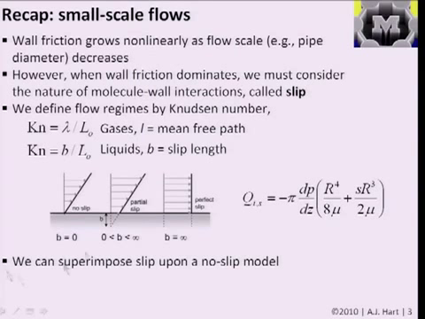And I'm sure you remember we have the parameter called the Knudsen number, which is the ratio of the mean free path, or the slip length, divided by the characteristic length scale of our problem. And the length scale that we talked a lot about was the pipe diameter. So comparing, say, the distance that gas molecules travel between collisions to the diameter of our pipe.